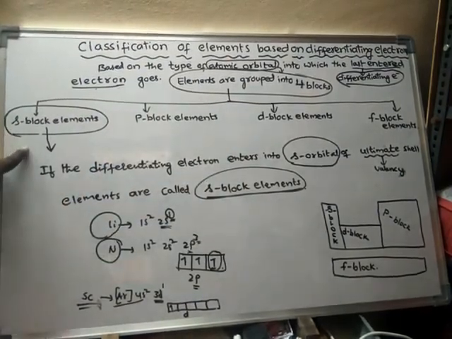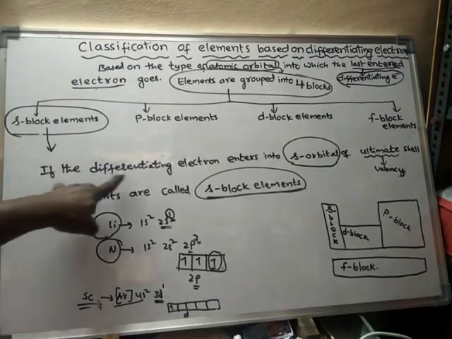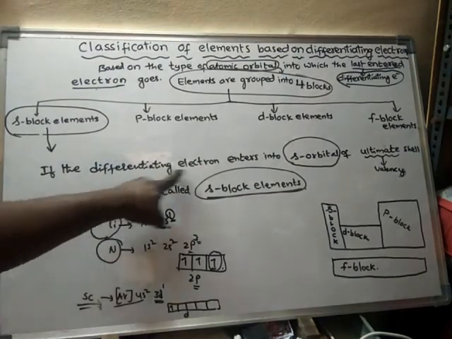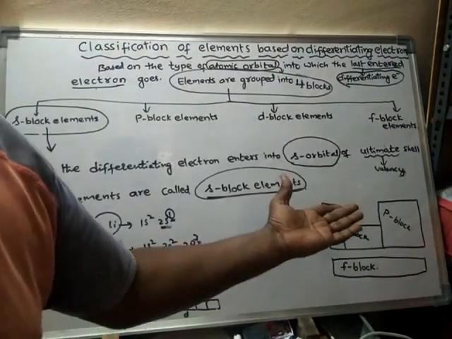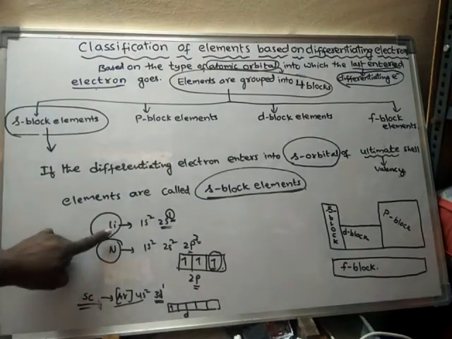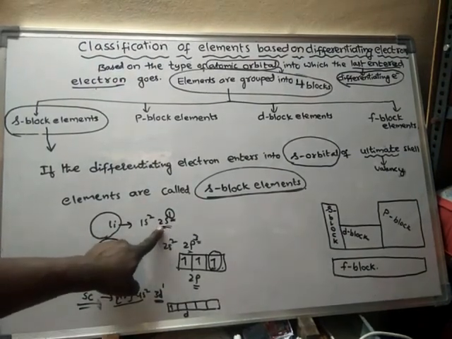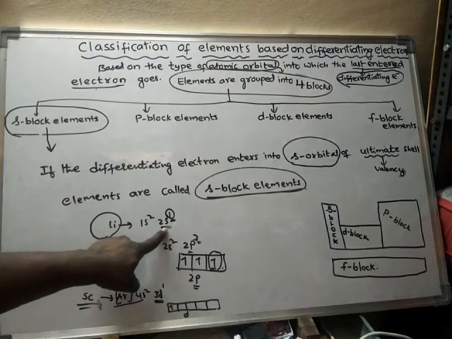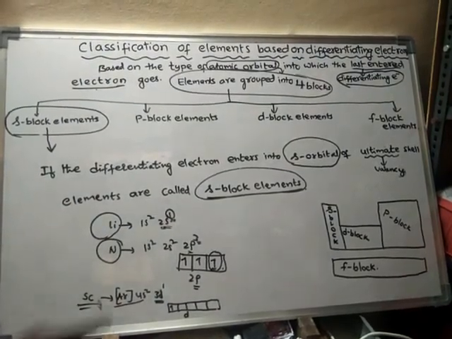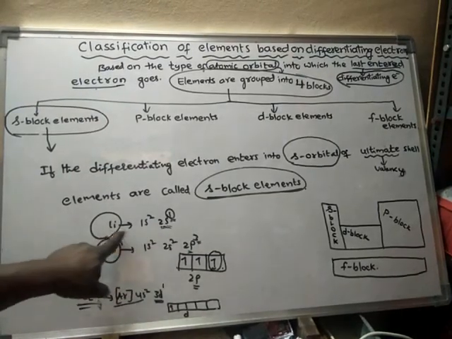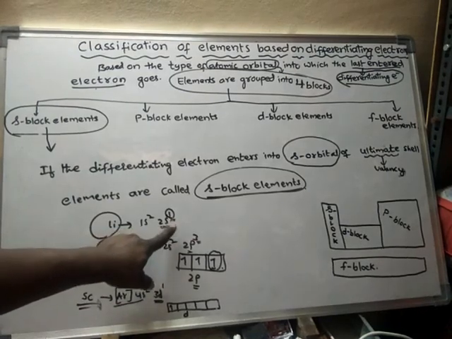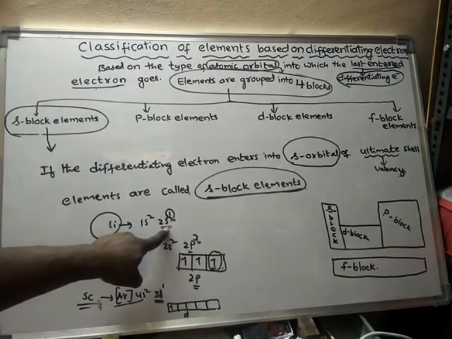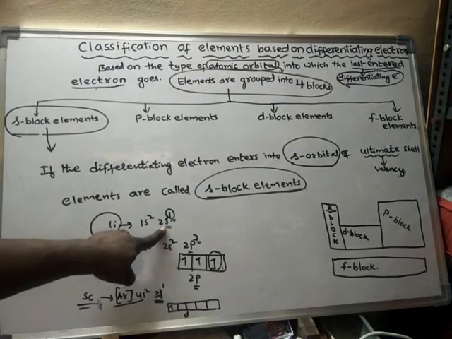The s block element definition goes like this: if the differentiating electron, that means the last entered electron, enters into s orbital of the ultimate shell. What is the meaning of ultimate shell? Valency shell. See, lithium, its ultimate shell is the second orbit, second shell. The last entered electron is entering into the second shell. So lithium's second orbit is the last orbit, and the last entered electron is also entering into the last orbit, or else ultimate shell, or else valency shell.